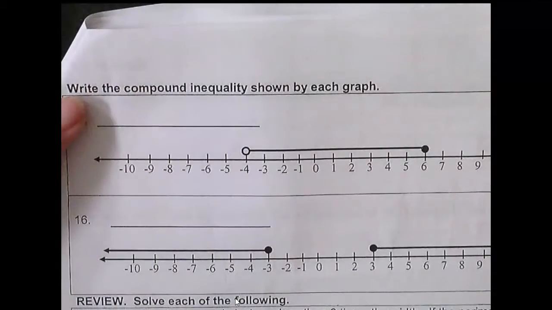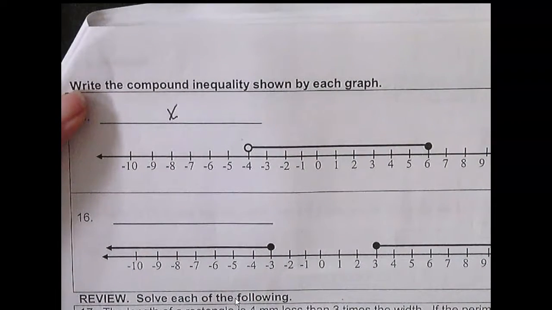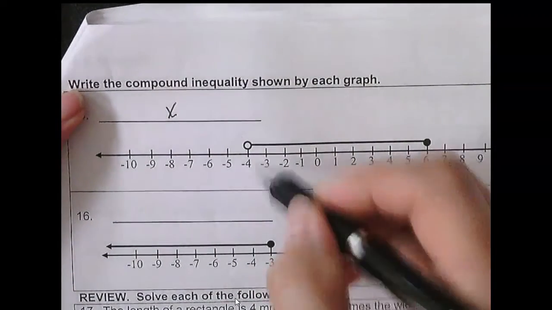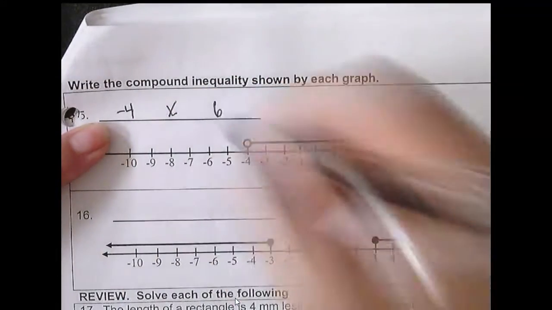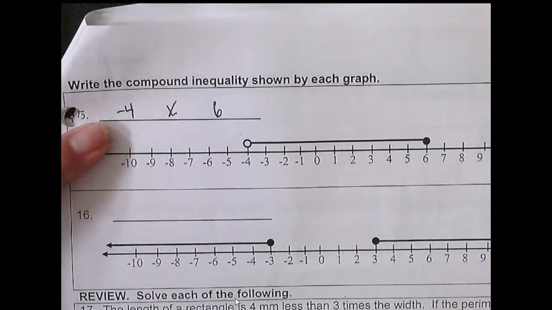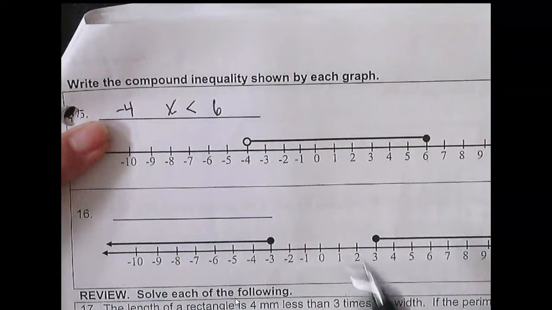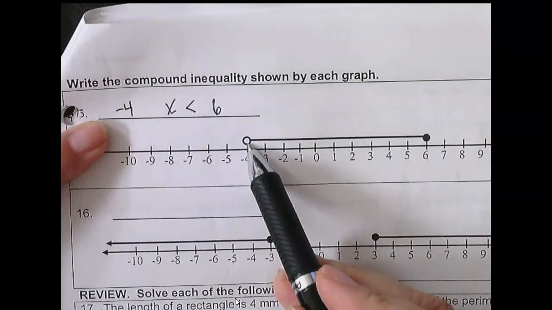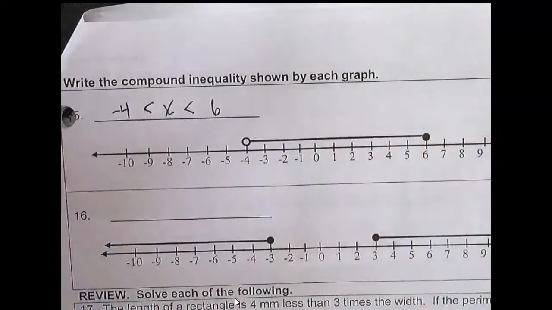I'm going to put, for the and, the x goes in the middle. And then you read it off both directions. So that's a 6 and that's a negative 4. I would put the numbers in least to greatest. So are you bigger than 6 or less than 6? So x is less than 6. Are you bigger than negative 4? Yes. So x is bigger than negative 4.